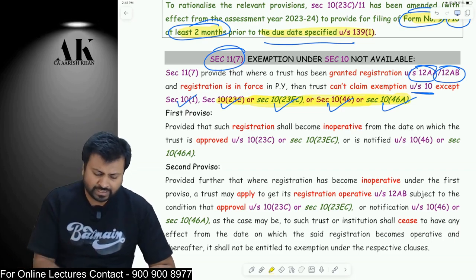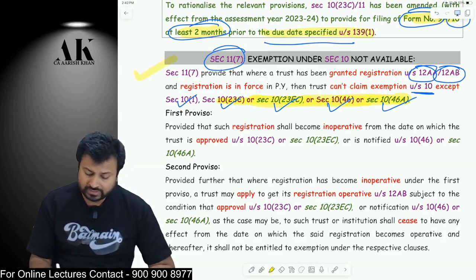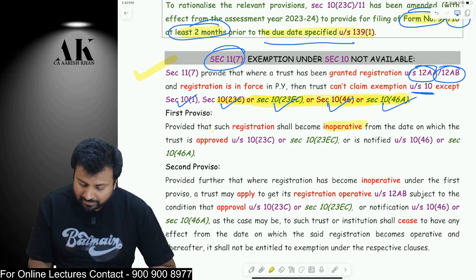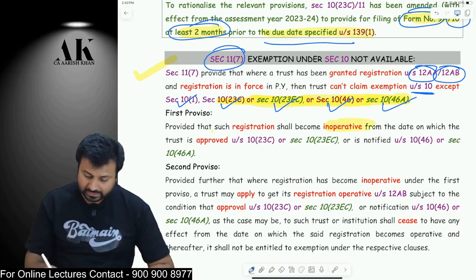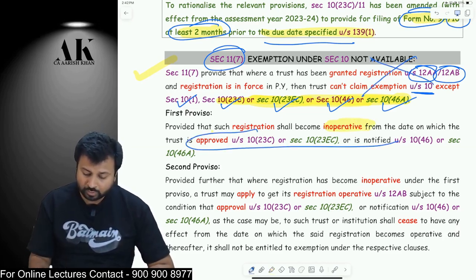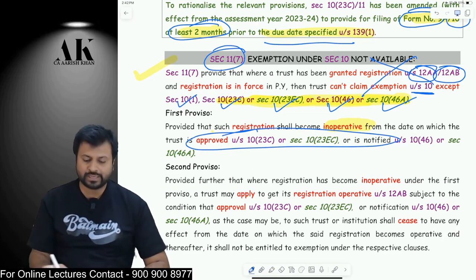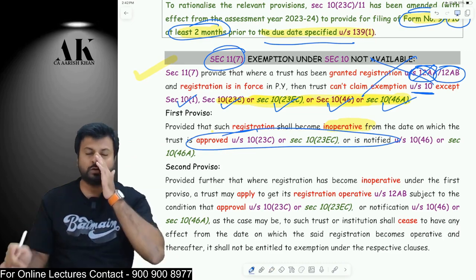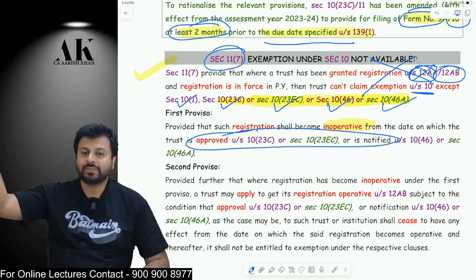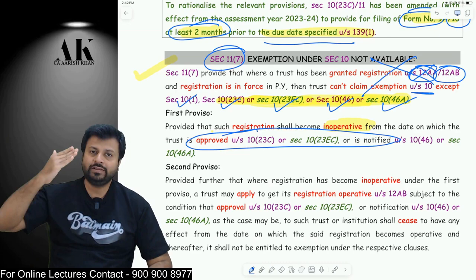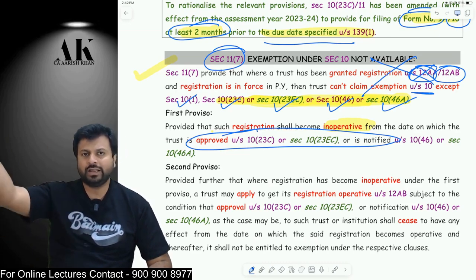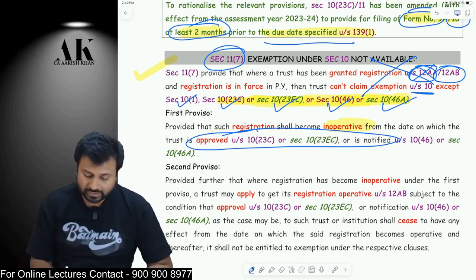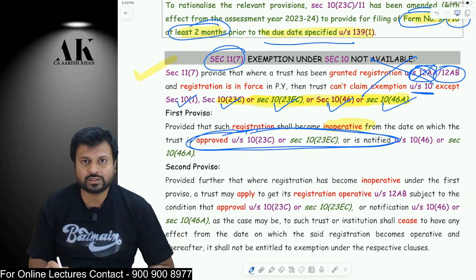So now, can a trust enjoy 12AA, 12AB along with these 4? The law says no. The law provides that such registration shall become inoperative. The law says that this registration will become inoperative the moment you are approved under these sections. Moral of the story, you cannot claim both 12AB as well as the exemptions under Section 10. Either you claim exemption under Section 10 or you claim exemption under 12AB or 12AA. You cannot claim both of them. So once you are approved under these Section 10 provisions, then you will be deregistered from 12A, 12AB.